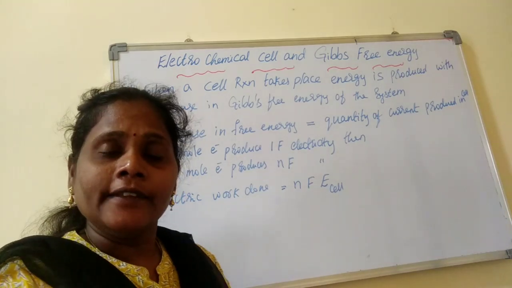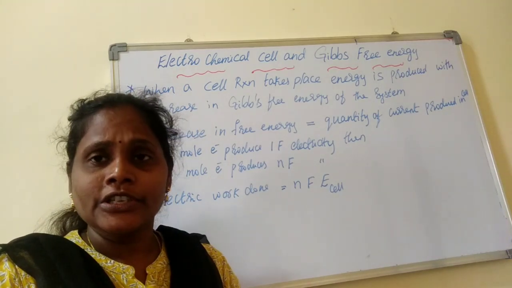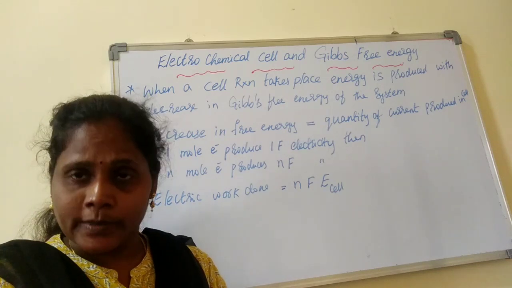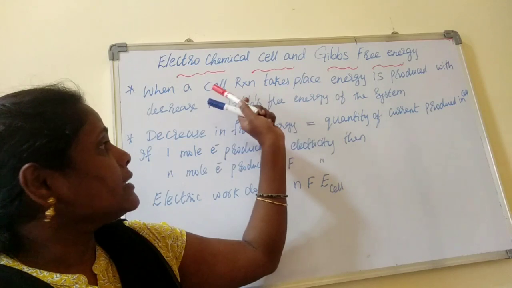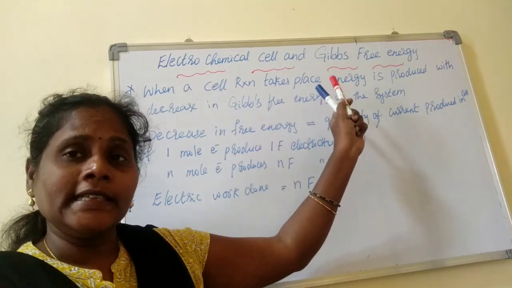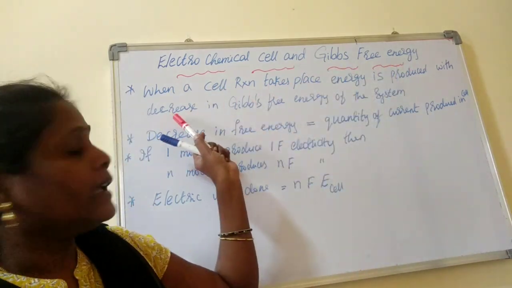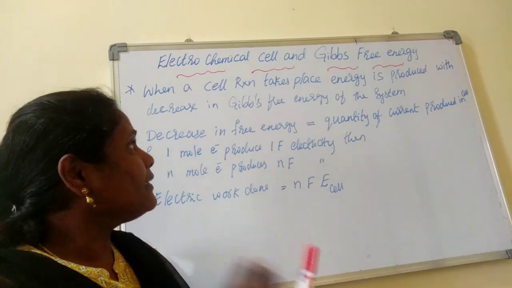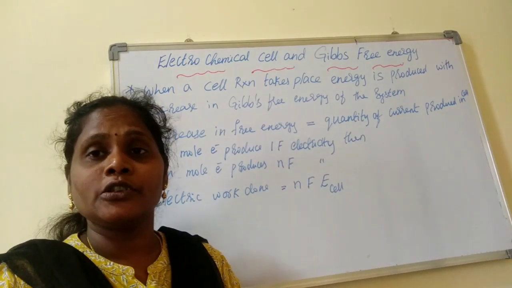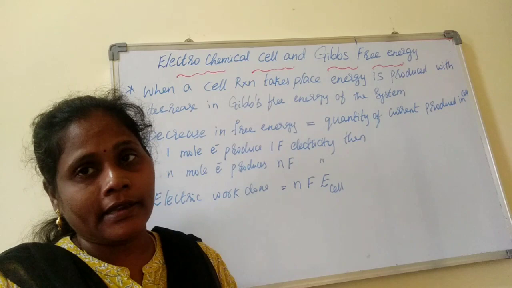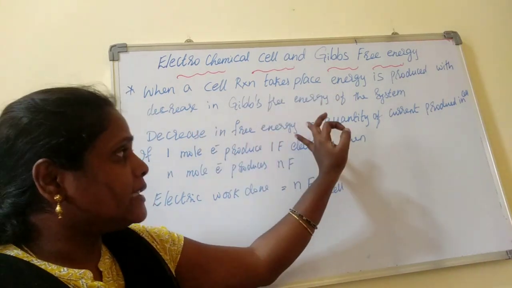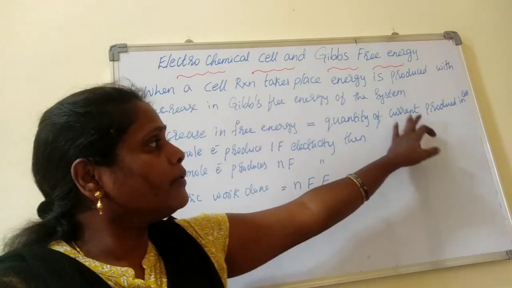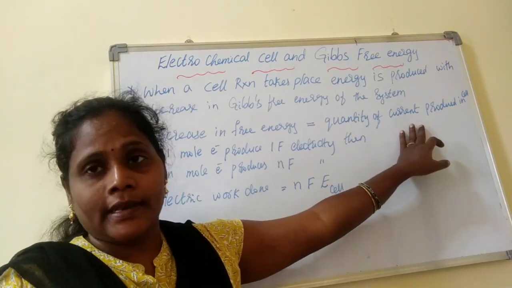So the cell in which electricity is generated, that is the electrochemical cell, in that my energy is released in relation with the decrease in Gibbs free energy of that electrochemical cell reaction. That is, I can give decrease in free energy is equals to the quantity of the current produced in the cell.